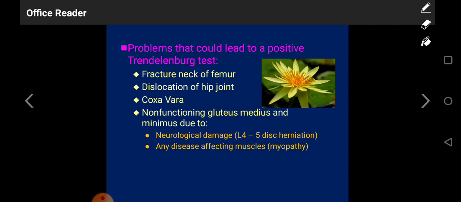The problems that could lead to a positive Trendelenburg test are fracture of the neck of the femur, dislocation of the hip joint, coxa vara, non-functioning of the gluteus medius and minimus due to neurological damage, and any disease affecting the muscle, that is any myopathy.